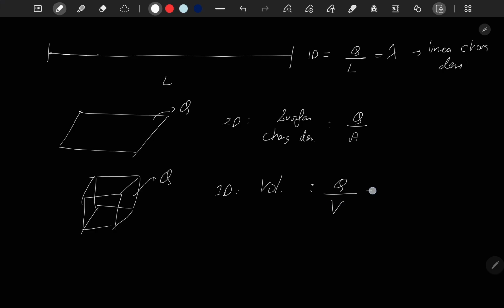So these concepts are represented as rho, right? The representation is pretty general. So this is rho, this is sigma, this is lambda. So we will use this concept in the coming video.